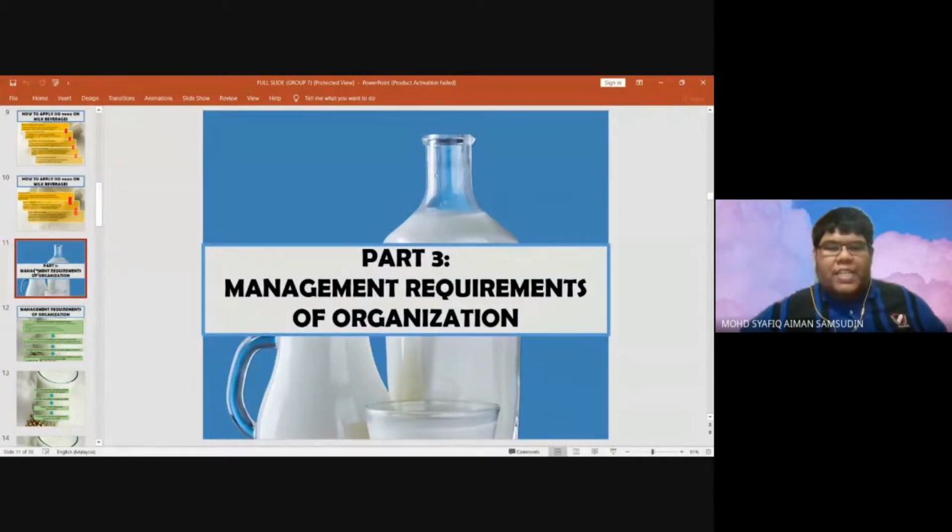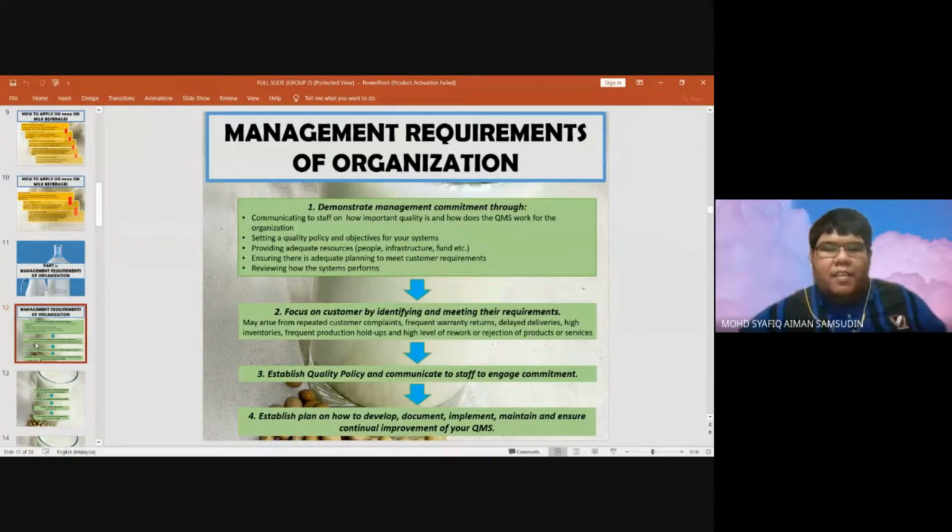Next, we go to part 3, management requirement of organization. There are 10 requirements. First is to demonstrate management commitment. Second is to focus on customer. Third is to establish quality policy.